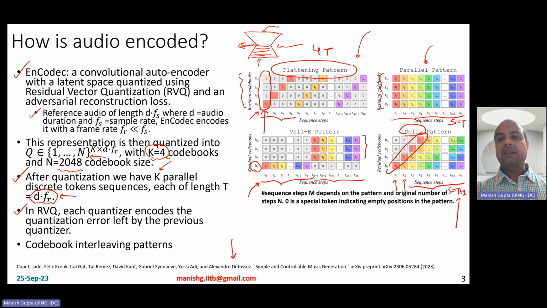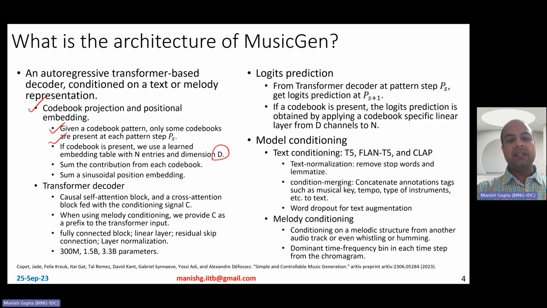So, for example, in the parallel pattern case, I'll basically take these four and look up the codebook for, or look up the embedding for each of them. Essentially, I'm going to add up all of those d-dimensional embeddings, and that would give me the overall representation at that sequence step. Now, of course, I also add position information, so I'll also add sinusoidal position embedding.